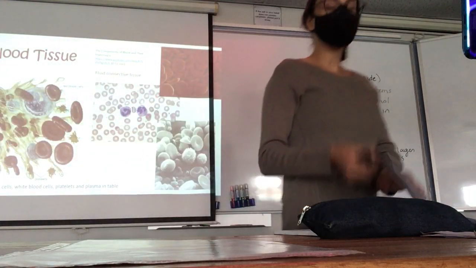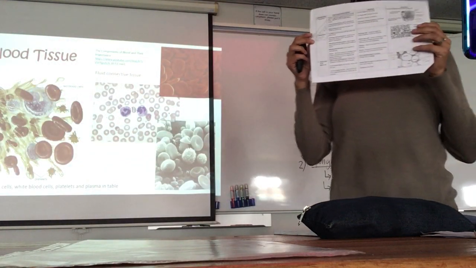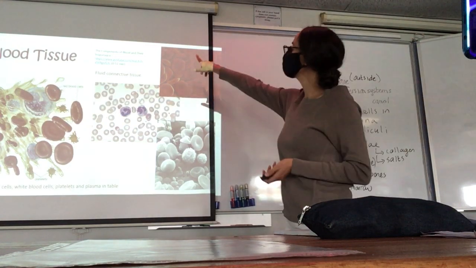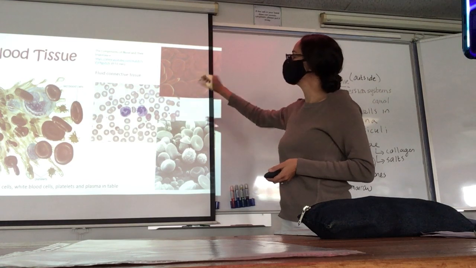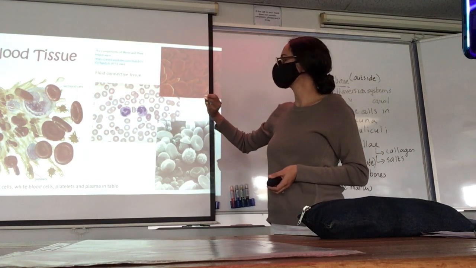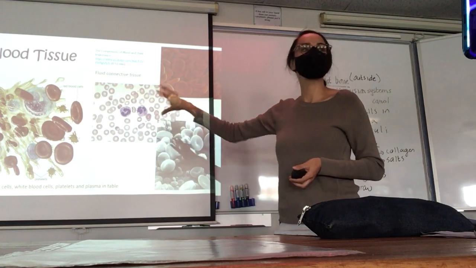All right, guys, so we're still working on our table. Now we'll obviously be on the blood section. So we've gone through the components of the blood. We know that it's a fluid connective tissue, and we know that there's essentially three cells there and the plasma.